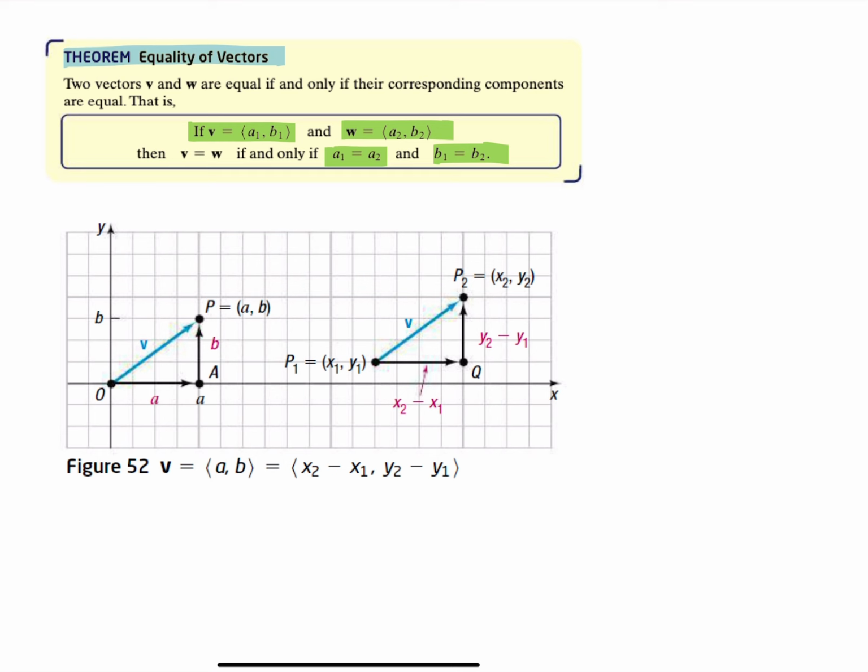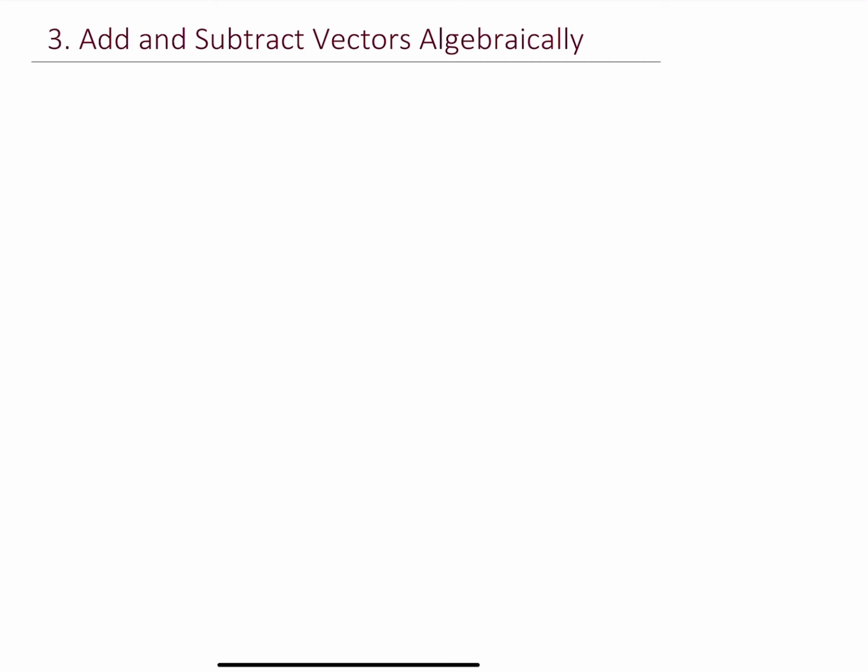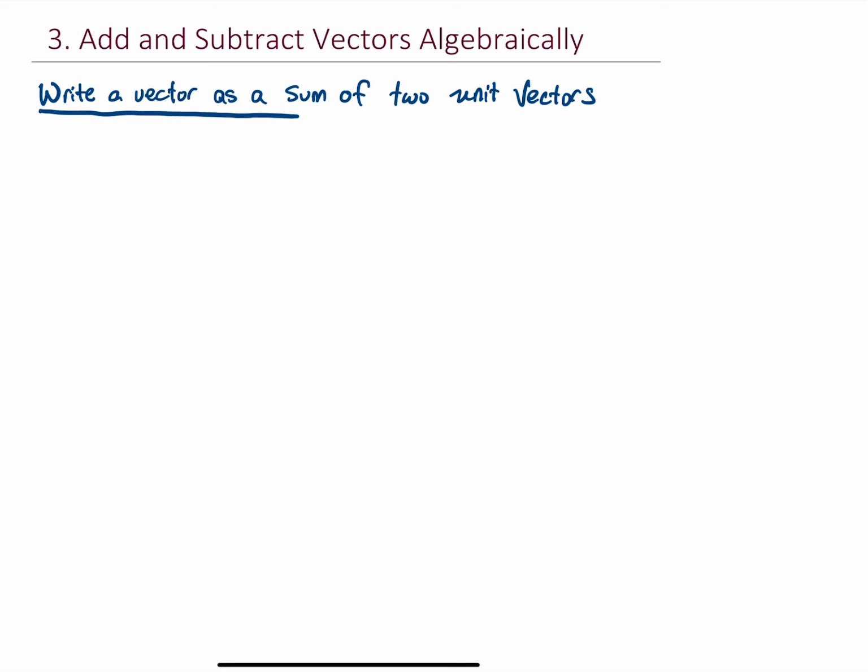All right, so I mentioned that we can add and subtract vectors together. But we need to define a couple things before we get to that point. One is writing a vector as a sum of 2 unit vectors. So we mentioned that a unit vector is a vector of magnitude 1. So let me redraw our picture.